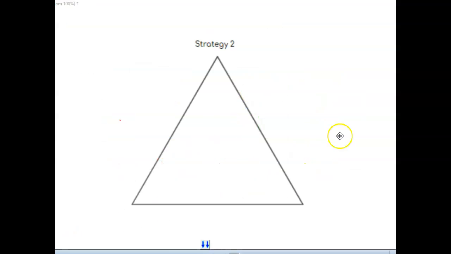All right, and this one, it's called strategy. I call it strategy too. It's just another way, okay? But it's more like a set of steps, okay? So I'm going to put percent at the top. I'm going to put fraction over here. I'm going to put decimal over here, okay? And we're just going to fill it in.